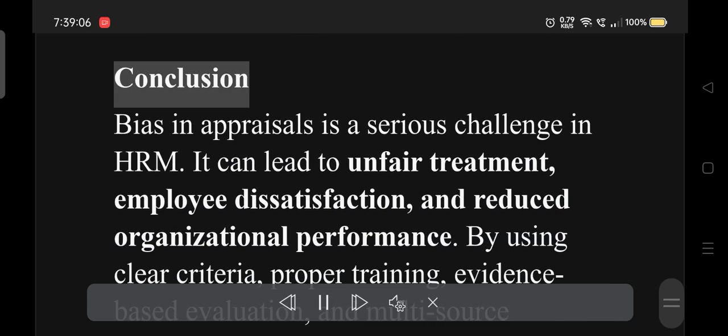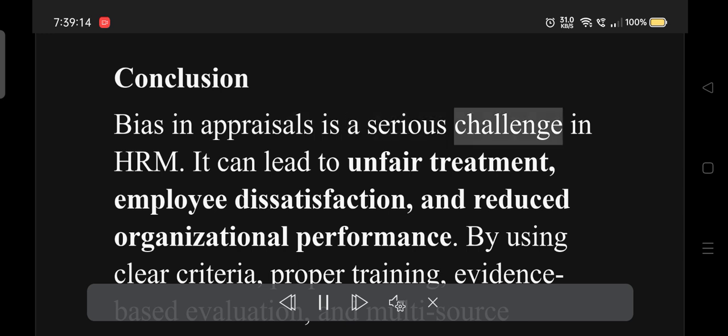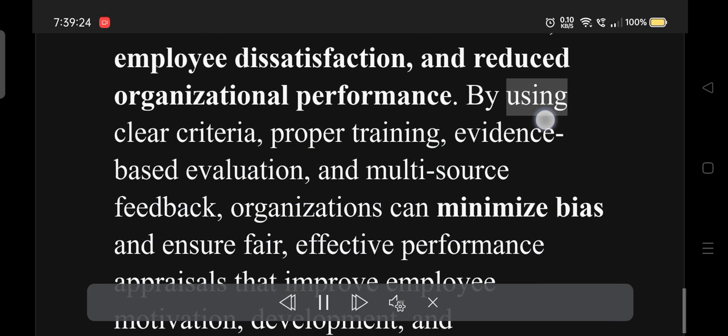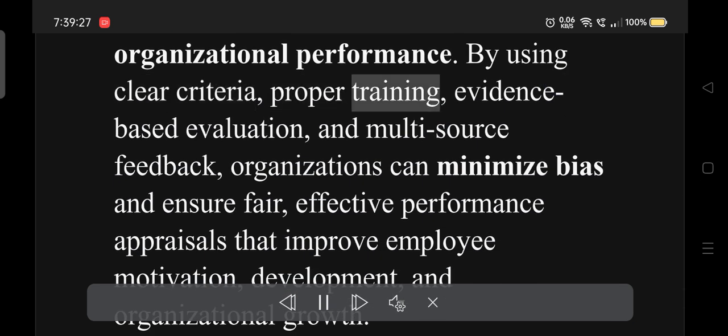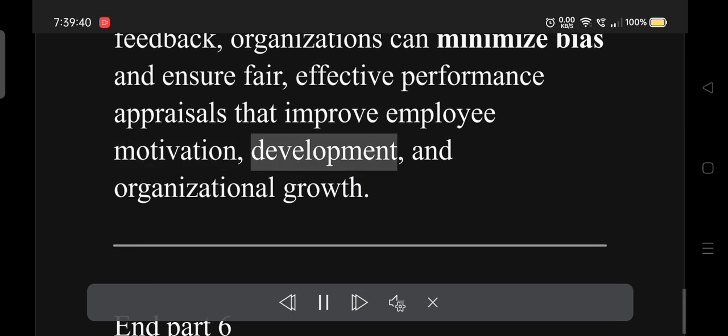Conclusion. Bias in appraisals is a serious challenge in HRM. It can lead to unfair treatment, employee dissatisfaction, and reduced organizational performance. By using clear criteria, proper training, evidence-based evaluation, and multi-source feedback, organizations can minimize bias and ensure fair, effective performance appraisals that improve employee motivation, development, and organizational growth.